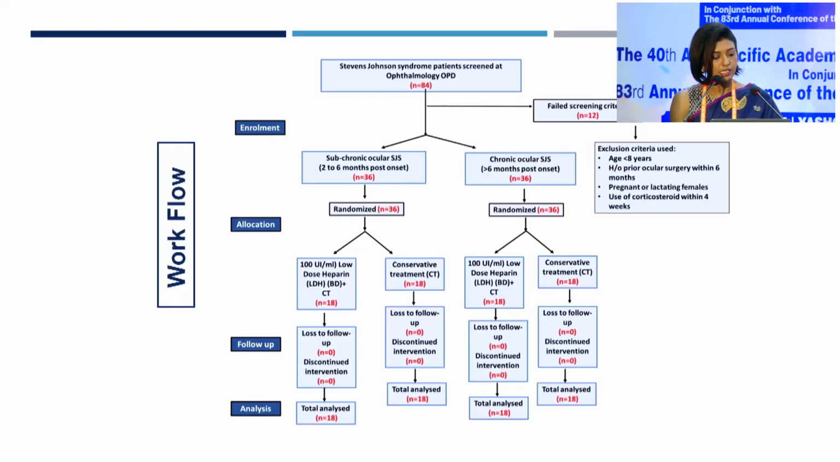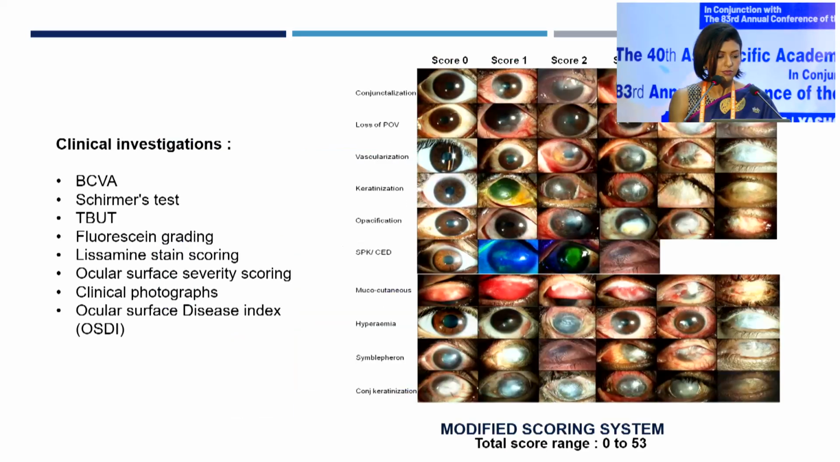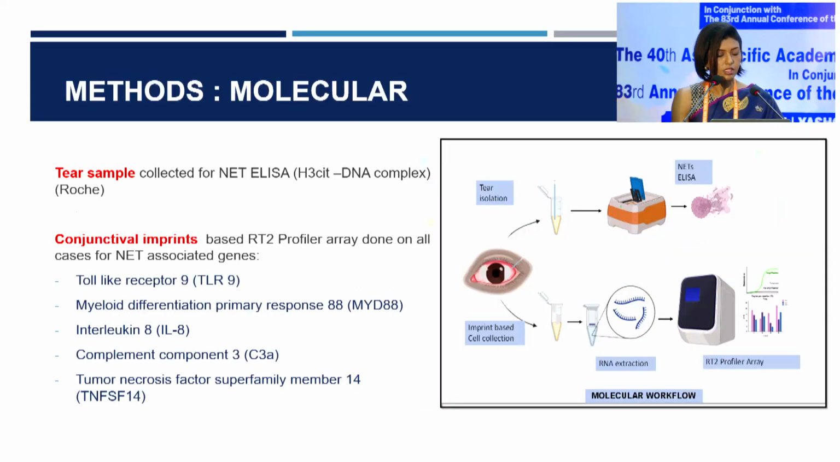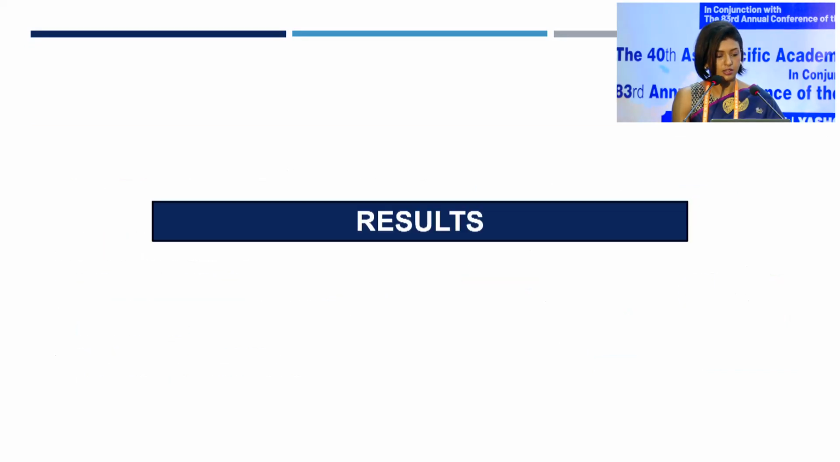This was done for 30 days, and we did not observe any loss to follow-up during this period. Clinical investigations done were BCVA, Schirmer's test, TBUT, fluorescein grading, lissamine staining score, ocular surface severity scoring as per the picture given, clinical slit lamp photography, and OSDI index. Molecular methodology included tear samples collected for NET ELISA, as well as conjunctival imprint-based RNA extraction, and an RT profiler array was done in all cases for TLR9, MYD88, interleukin 8, C3A, and TNFSF14. These are all NET associated genes.